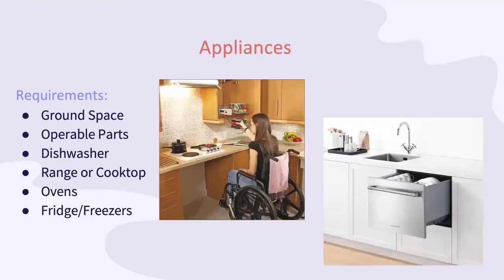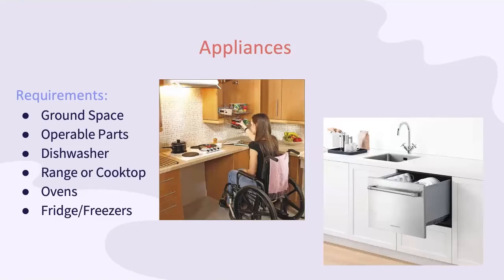Appliances. So there are, again, requirements for ground space and operable parts. Pretty much the same requirements regarding ground space and operable parts that I've been discussing up to this point apply to appliances, but there are exceptions for certain appliances.